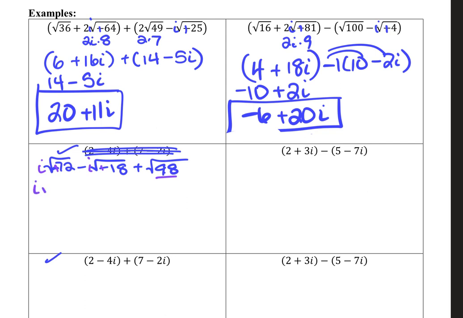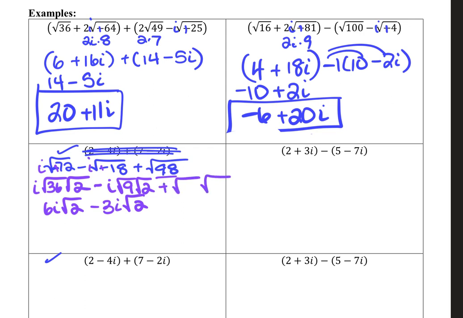So we break this up into 2 radicals: 36 and 2. Square root of 36 is 6, so 6i radical 2. This may take you a little longer to figure out the perfect squares that go into it, but eventually you will. So the square root of 18 is 9 times 2, and the square root of 9 is 3, so it's minus 3i radical 2. And then we have this 98, positive 98, so 2 radicals here. 98 is 49 times 2, so we have 7 radical 2.